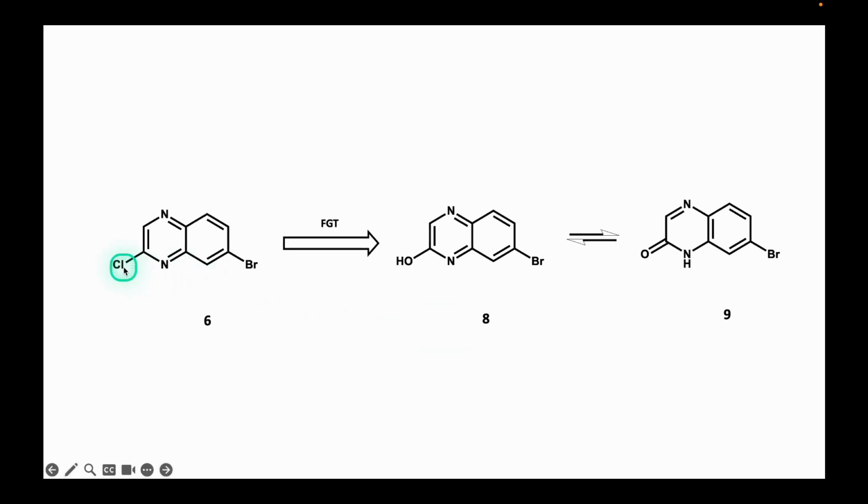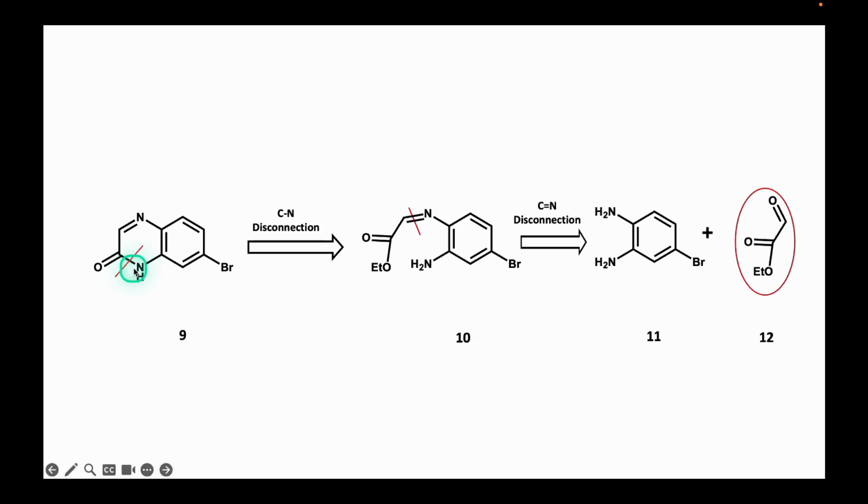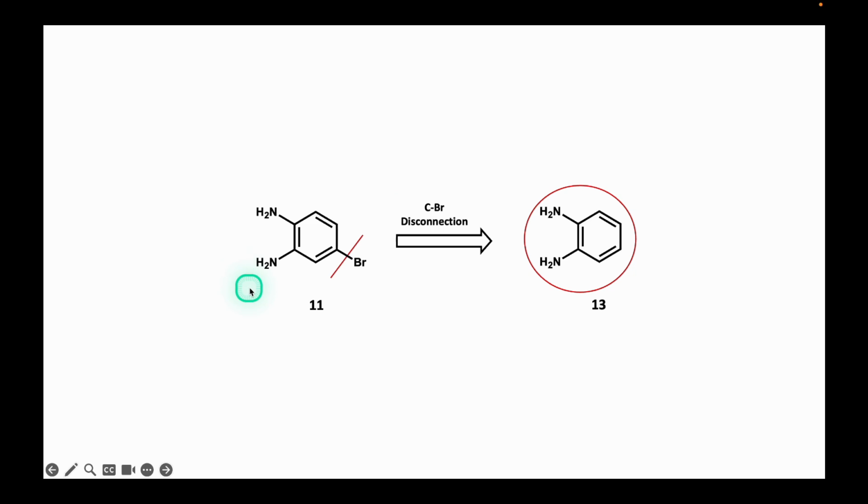A functional group transformation converts 6 into hydroxyquinoxylin 8, which has compound 9 as one of its tautomeric isomers. The lactam group in 9 acts as a retrone, and based on an intramolecular amidation reaction, a carbon-nitrogen disconnection generates compound 10. The amino group in 10 now functions as a retron, and a carbon double bond nitrogen disconnection gives rise to orthophenyladiamine 11 and ethyl oxoacetate 12 as raw material. Considering an aromatic bromination, a carbon-bromine disconnection is applied to generate phenylenediamine 13 as a raw material.